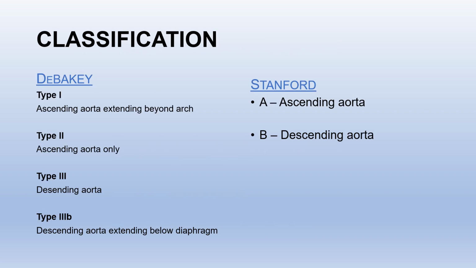Classifications include DeBakey and Stanford. DeBakey type 1 is ascending aorta extending beyond the arch, type 2 is ascending aorta only, type 3 is descending aorta, type 3b is descending aorta extending below the diaphragm. Stanford classification: A is ascending aorta, B is descending aorta.